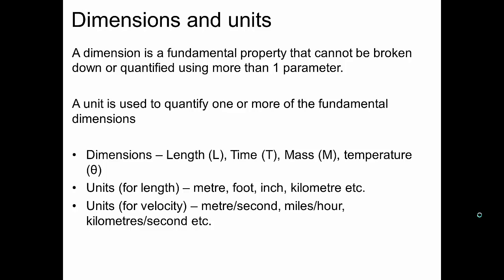So, a quick overview of dimensions and units. A dimension is a fundamental property. The key ones in terms of this module are mass, length and time. We don't really use temperature. And a unit is what we use to quantify one of these dimensions. For length, we have the SI unit, which is the meter, but there are various others: the foot, the inch, the kilometer, the mile, etc. And the same for velocity and everything else.